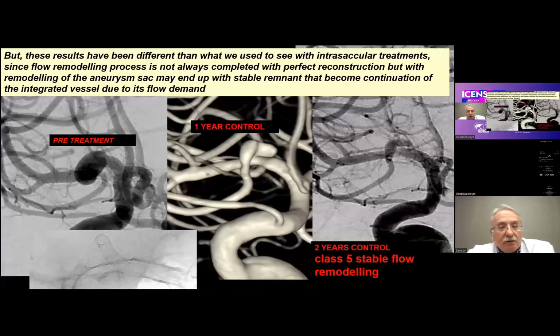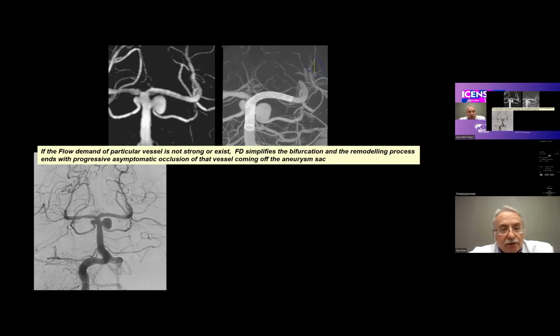Like in such cases, if there is a large temporal branch coming off that aneurysm sac, you place a flow diverter across the neck of the aneurysm, and 2 years later, some part of the aneurysm may stay there because the flow demand of that particular vessel needs this part of the aneurysm, which is not to be called an aneurysm remnant. So this is also another look at aneurysm occlusion, which is very important.